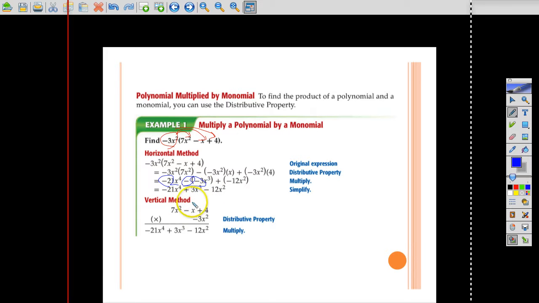You can do the same thing using the vertical method, which you see here. Just like you would do a multiplication table, you have all this here multiplied by negative 3x squared. Multiply that by 4, and you have negative 12x squared. Multiply this by negative x, and you have positive 3x to the 3rd. Multiply this by 7x squared, and you have negative 21x to the 4th power. Whichever method you choose, you still get the same answer.